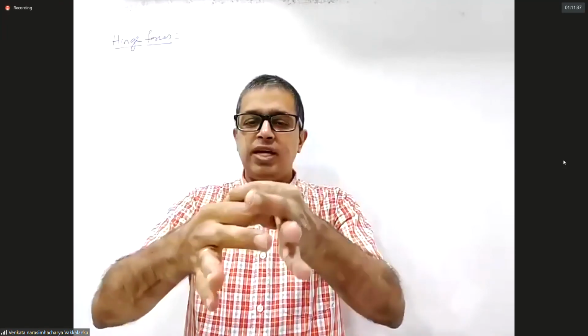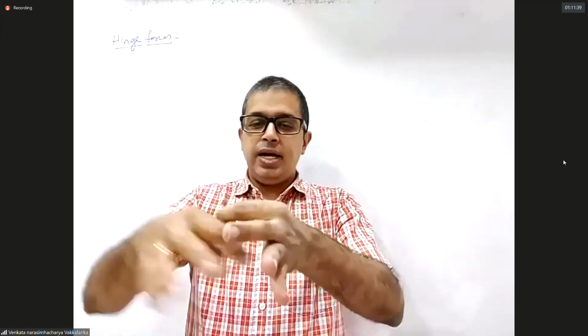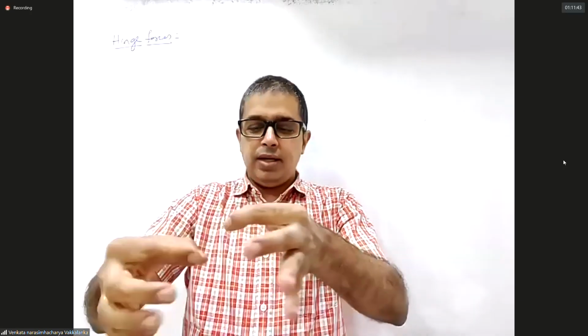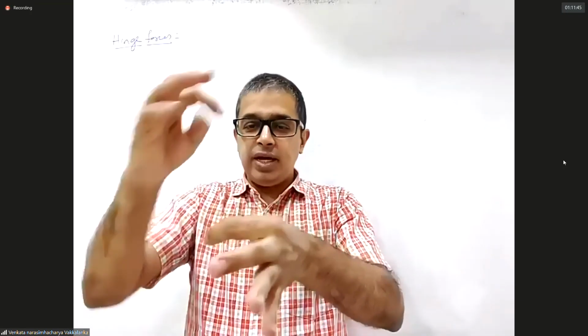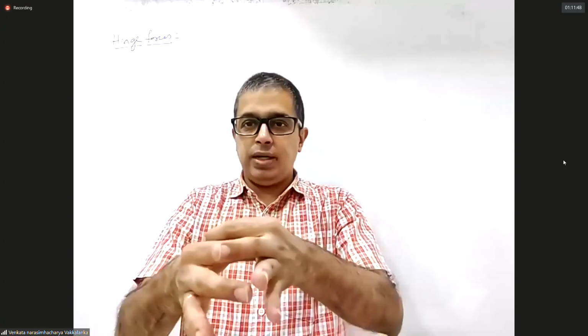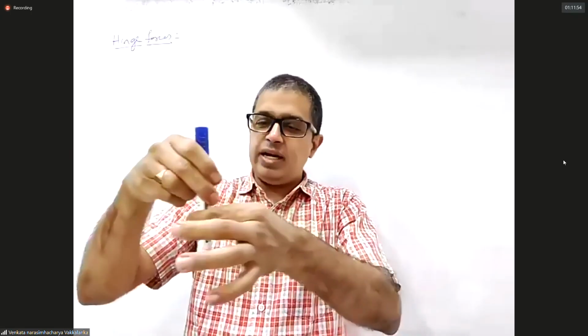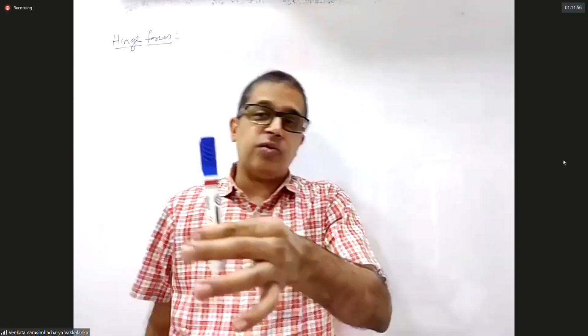In a hinge, what happens is two rings are placed one over the other and a nail is sent in between. Two rings are placed this way and a nail is sent in between. Now, if the nail is pushed to the left, normal force is to the right. Nail is pushed to the right, normal force is to the left.